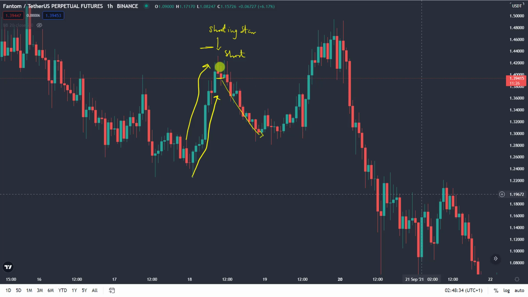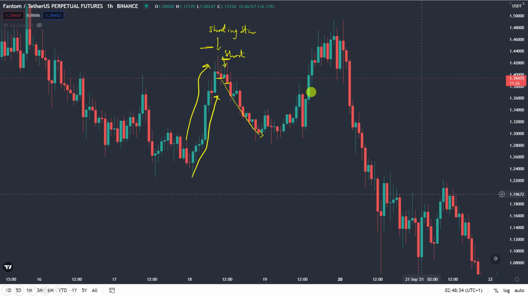Even if you missed the first candlestick, we can see another candlestick here, and this one also is a shooting star formation. So if we had entered our trade here too and put our stop loss somewhere around here, we would still have made money from this setup. I hope you understand the setup now. So that's the first one I can see here.